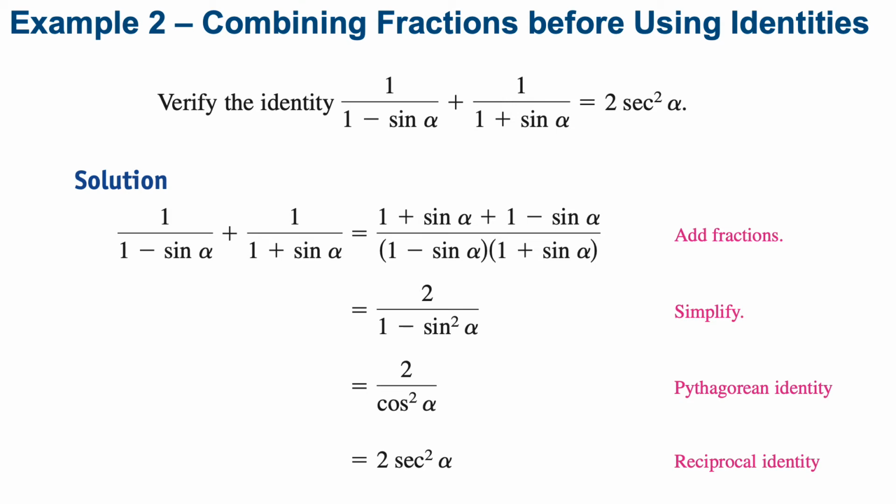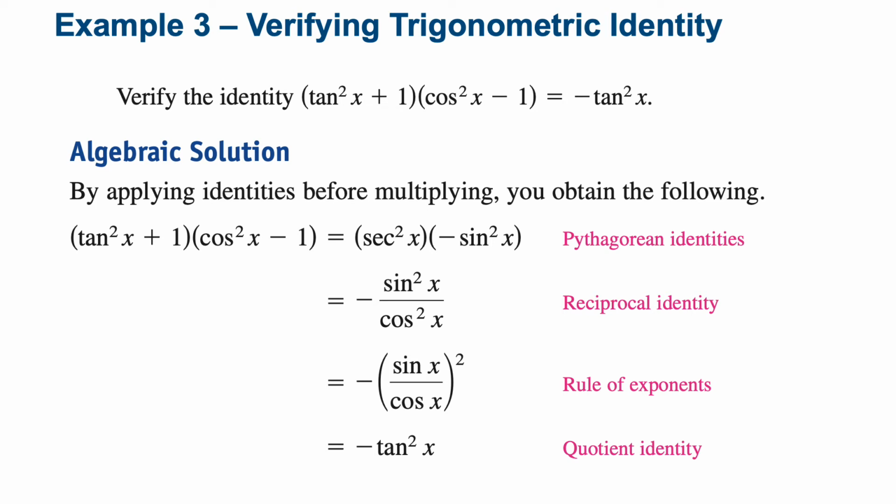All right, let's try the next one. Let's verify that tangent squared of x plus 1 over cosine squared of x minus 1 is equal to negative tangent squared of x. So let's apply the identities. Let's take the more complicated side, which is tangent squared x plus 1 over cosine squared x minus 1. Tangent squared of x plus 1 is equal to secant squared, and cosine squared of x minus 1 is equal to negative sine squared of x. You can find this by manipulating sine squared plus cosine squared equals 1 till you get cosine squared of x on one side, and you'll get negative sine squared of x on the other side.